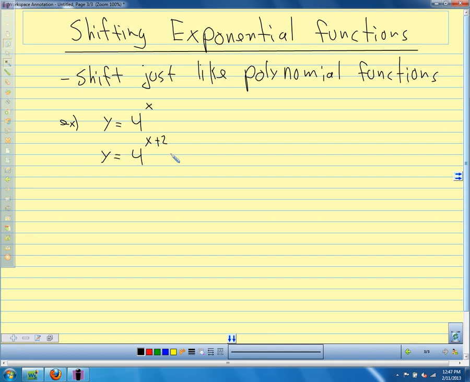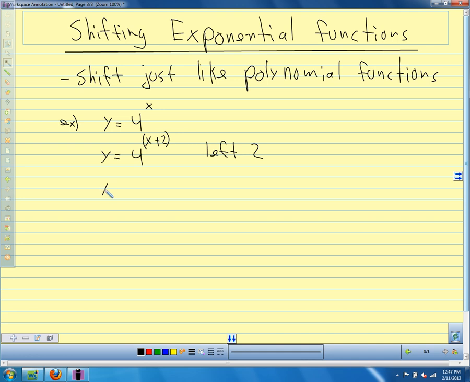So think about how we shift parabolas. If I have an x plus 2 in the parentheses, how does the parabola shift? Left 2. This is just left 2. Well, I could write it like this, 4 to the x plus 2. It's the same idea. I'm adding or subtracting from the x, so that shifts left or right, and the sign is the opposite. So this just shifts left 2. So everything about the function would just shift to the left by 2 units.